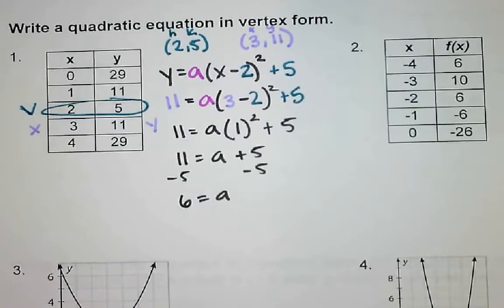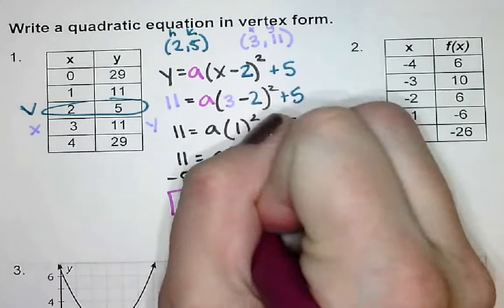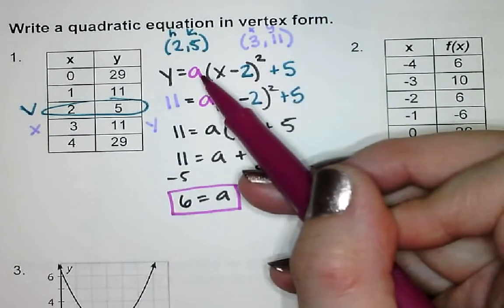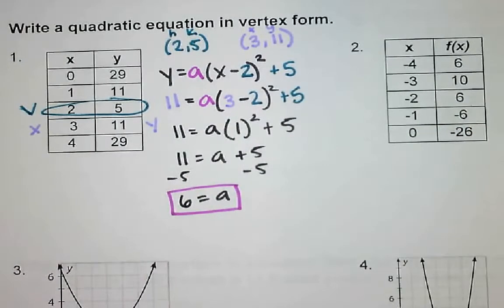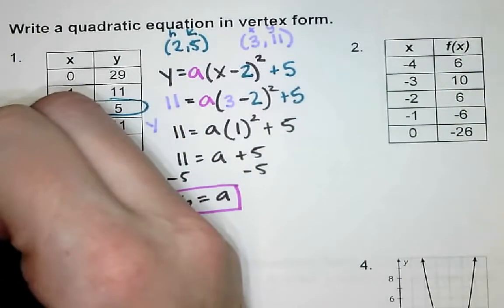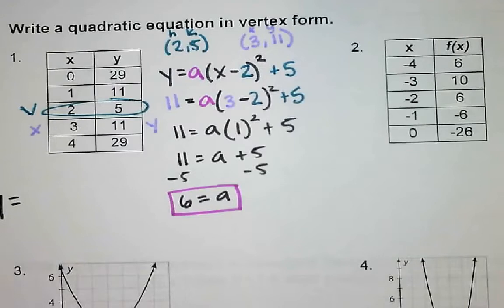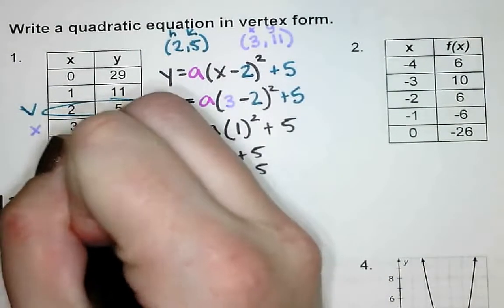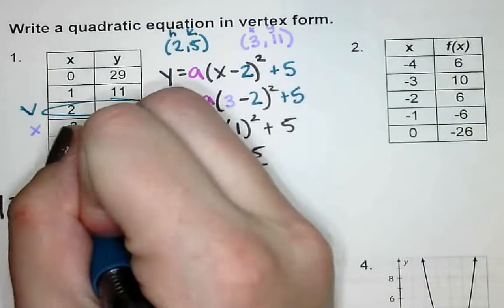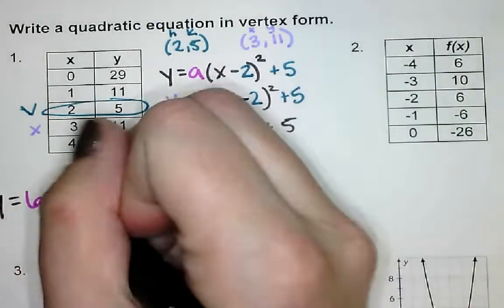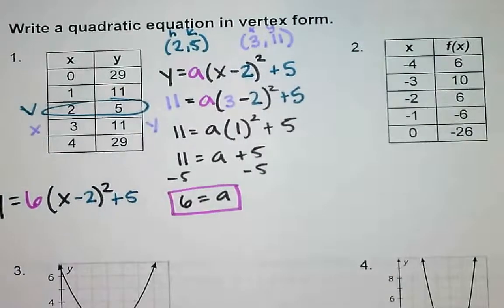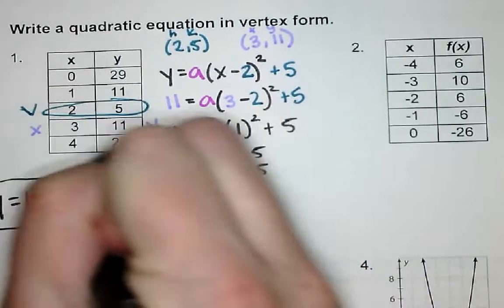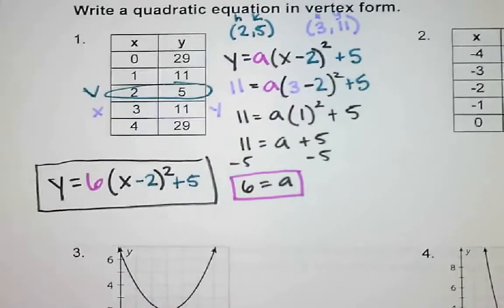So guys, now that we know my a value is equal to 6, we can plug it in this first lovely equation right here. So guys, my equation would be written as y equals 6, because that's my a value, times x minus 2 squared plus 5. So that is how we find our a value. Does that make sense, y'all? Oops, sorry, I'm a little off the page.